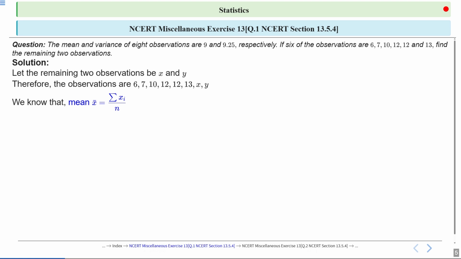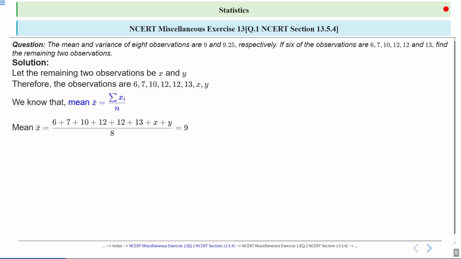So recall the formula for the mean. The mean, often written as x bar, is the sum of all the observations divided by the number of observations. Simply, mean x bar equals sum of xi divided by n. Here n is the total number of observations, which is here 8.